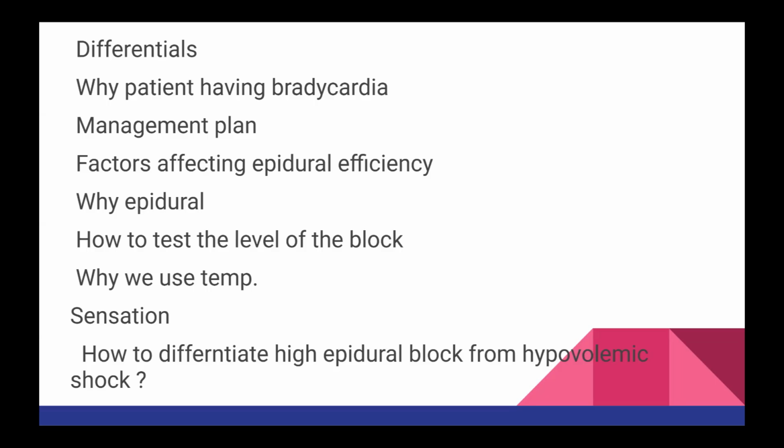Okay. So how can you differentiate between a high epidural block from hypovolemic shock? In hypovolemic shock, there will be tachycardia and there will be cold and clammy extremities. But in epidural block, there will be bradycardia and the extremities will be warm and pinkish. Okay, so can you elaborate some of the systemic effects of epidural analgesia?